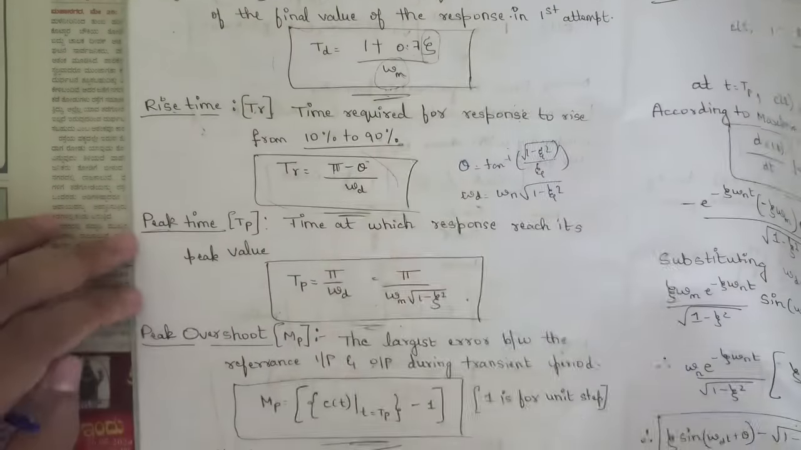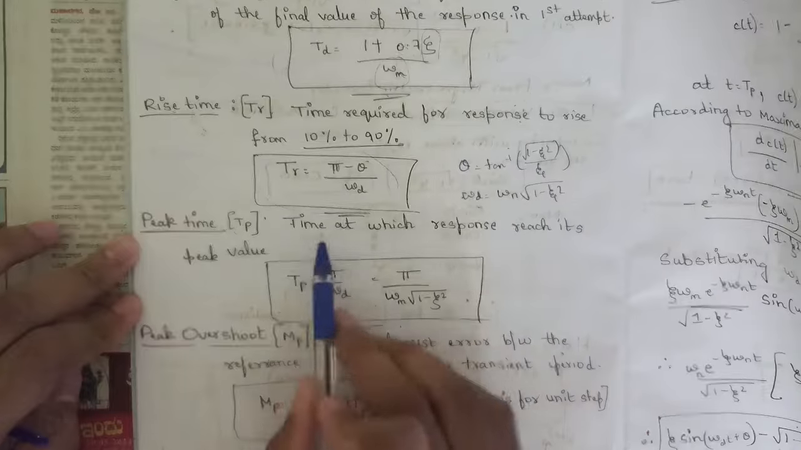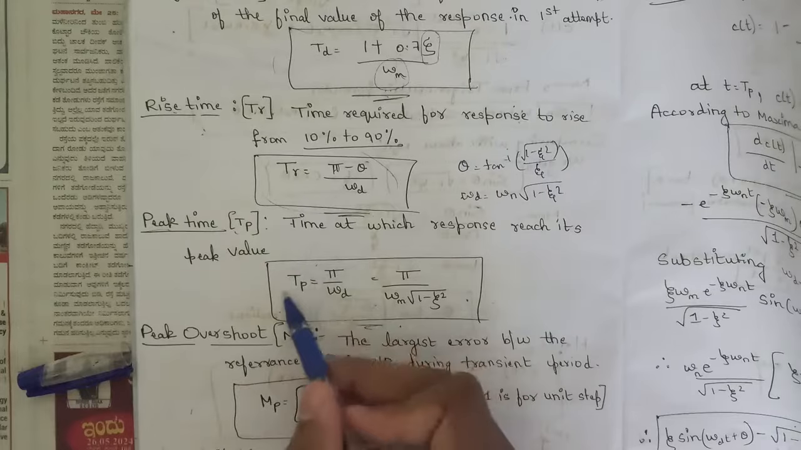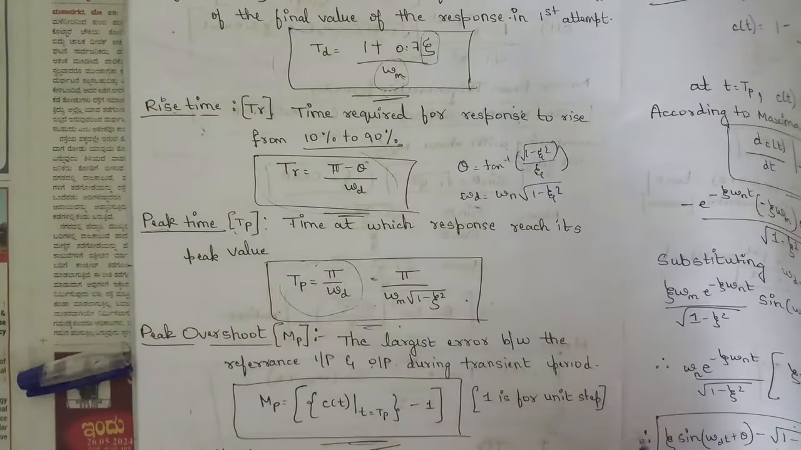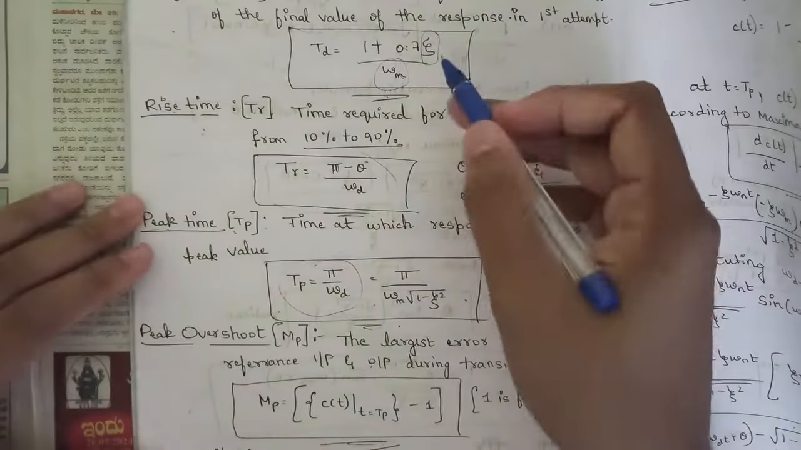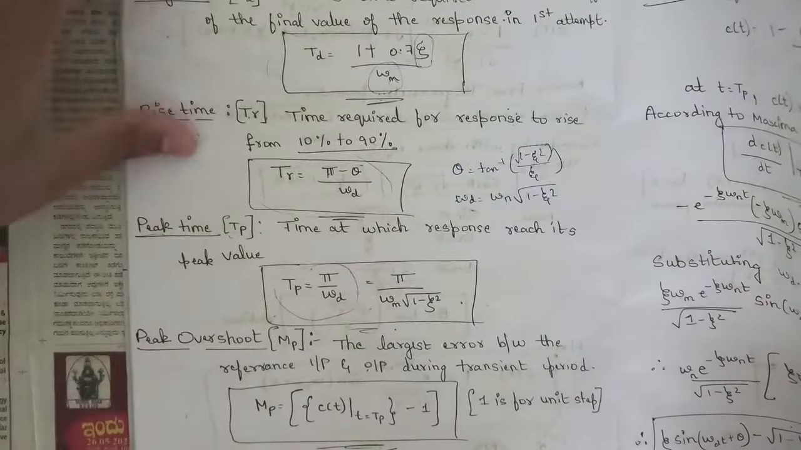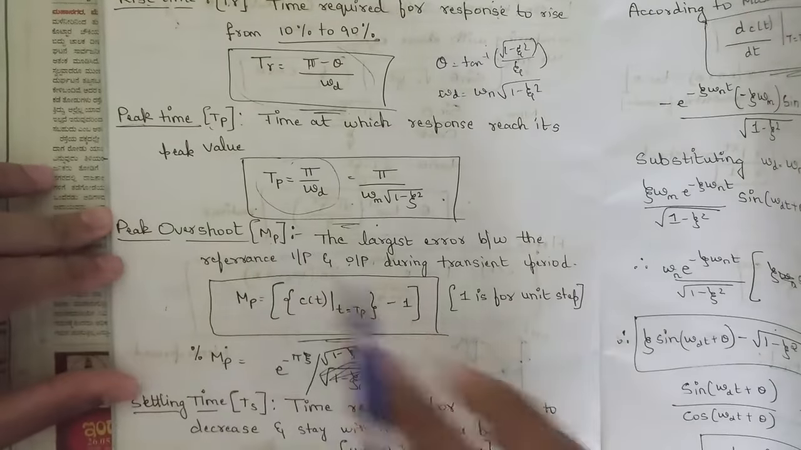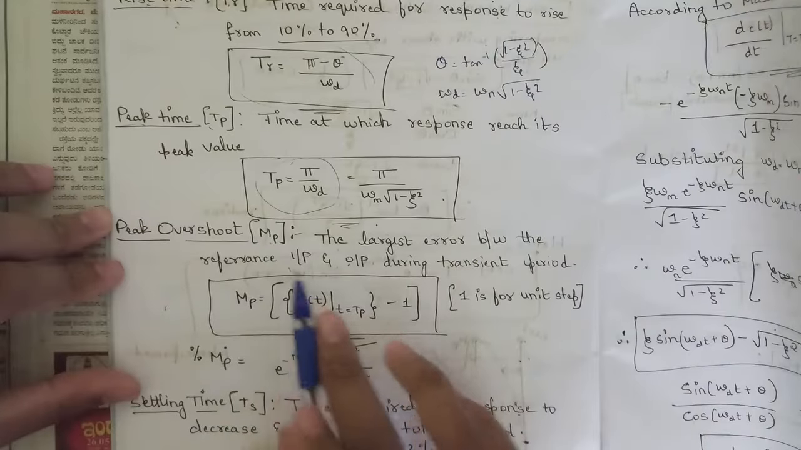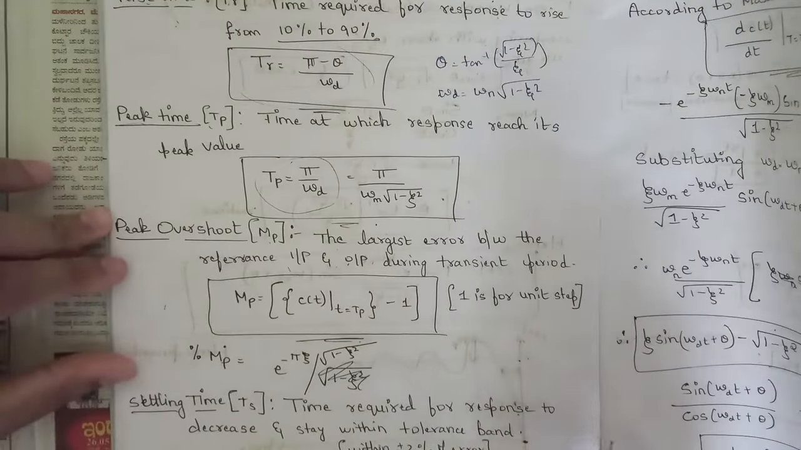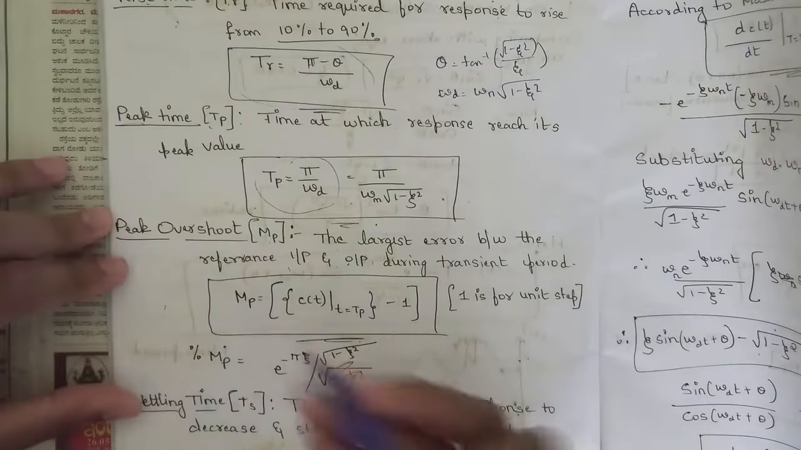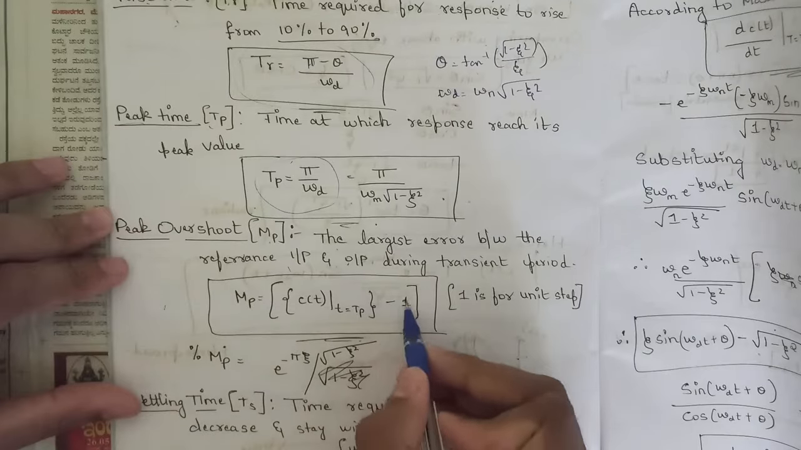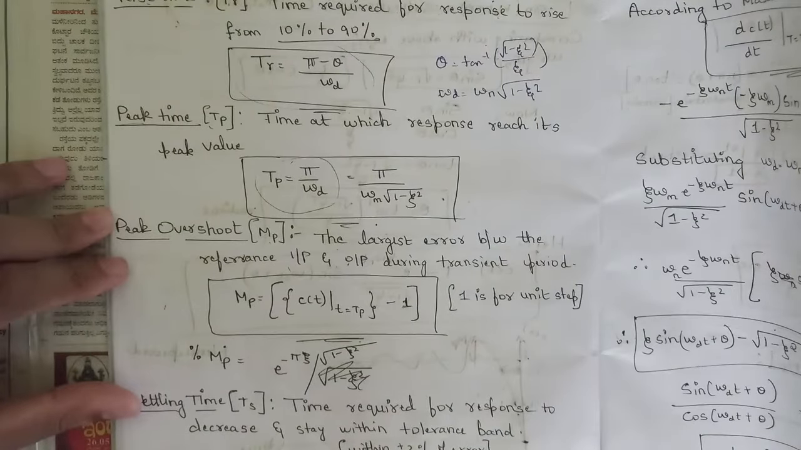Similarly, we have the definition of peak time, TP, which is the time at which the response reaches its peak value. This also has one formula: TP, the peak time, is given as pi by omega d. We are going to derive these formulas as well in the next session. The next definition is for peak overshoot, MP, the largest error between the reference input and output during the transient period. In general, peak overshoot MP is equal to the response which you are getting minus 1. Here 1 is for the unit step.